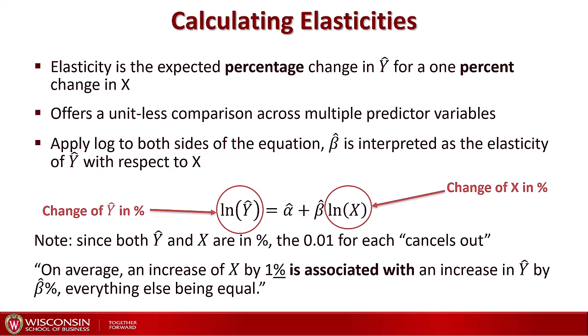Something interesting is that since we have a percentage change on the y side and on the x side, both are in terms of 0.01 change, and so it cancels out. So the interpretation would be, on average, an increase of x by 1% is associated with an increase in our predicted y by beta hat percent, everything else being equal. We don't have to multiply or divide beta hat by 100.